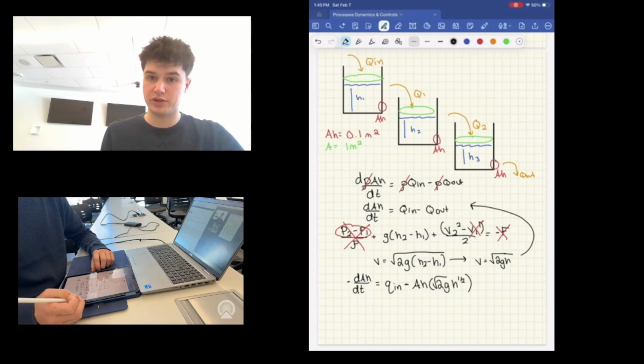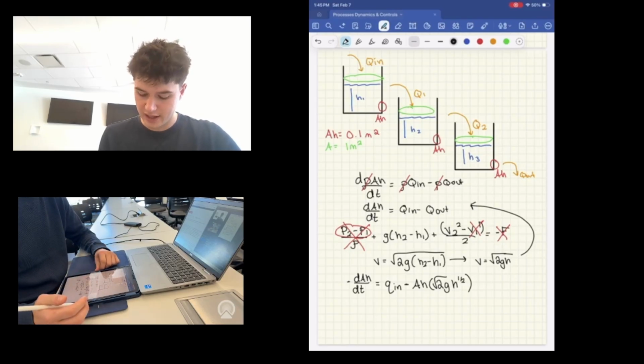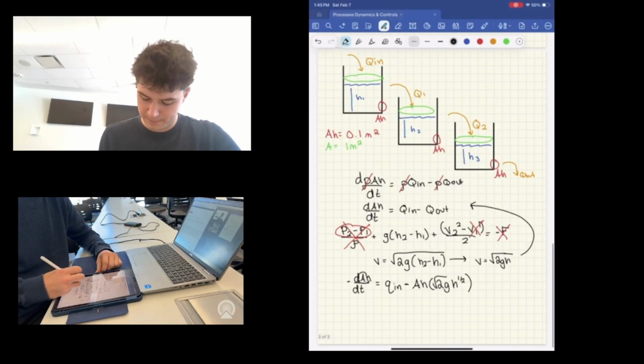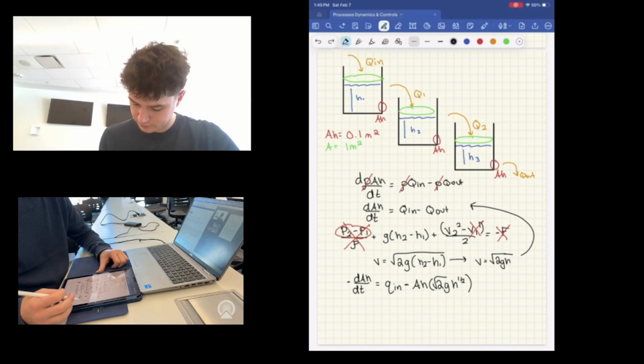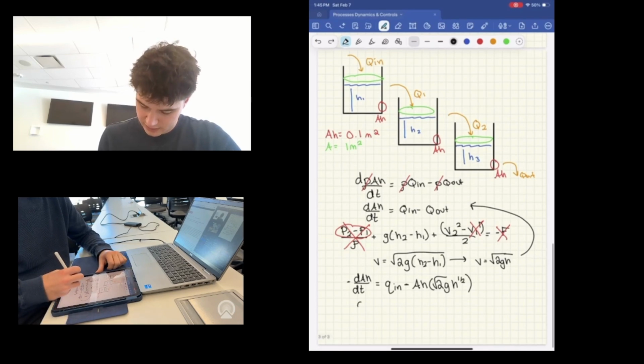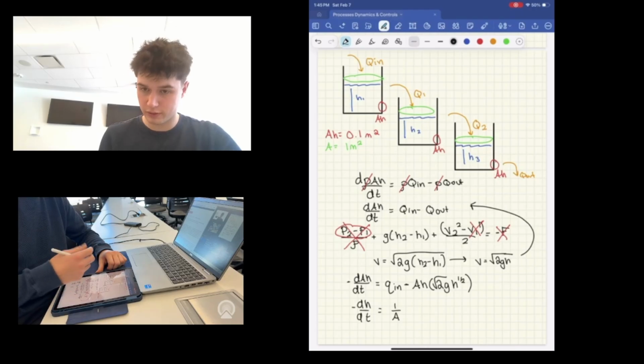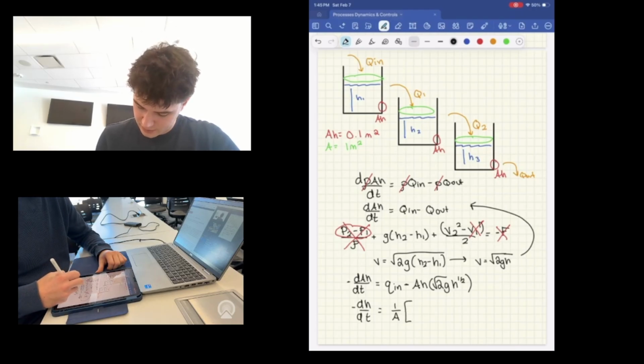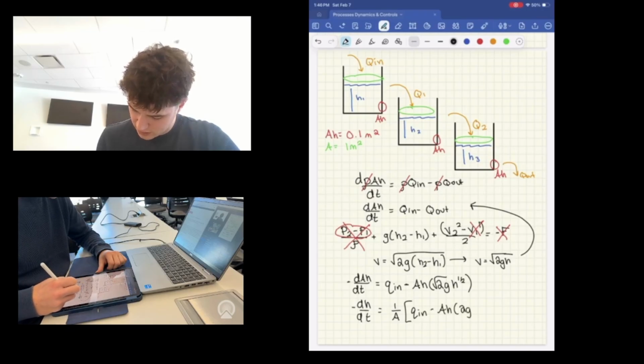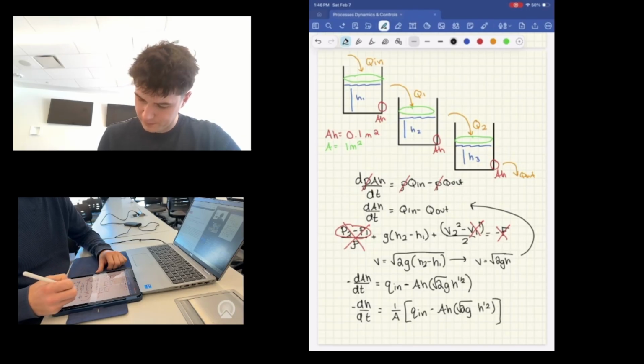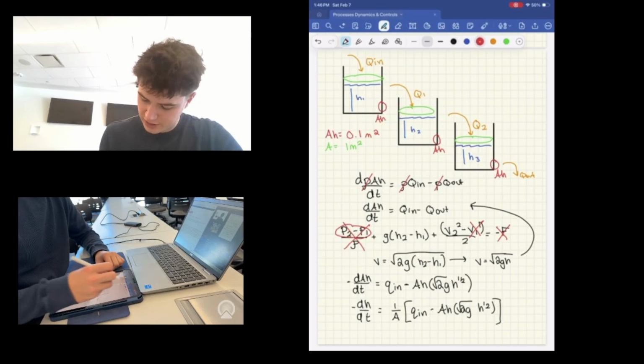Now the final step that we want to do to get this fundamental derivation is we're going to want to bring this A right there over to the other side, which will leave us with negative dH/dt is equal to 1 over A that we just brought over from the other side times Qn minus AH times 2G radical H to the 1/2.